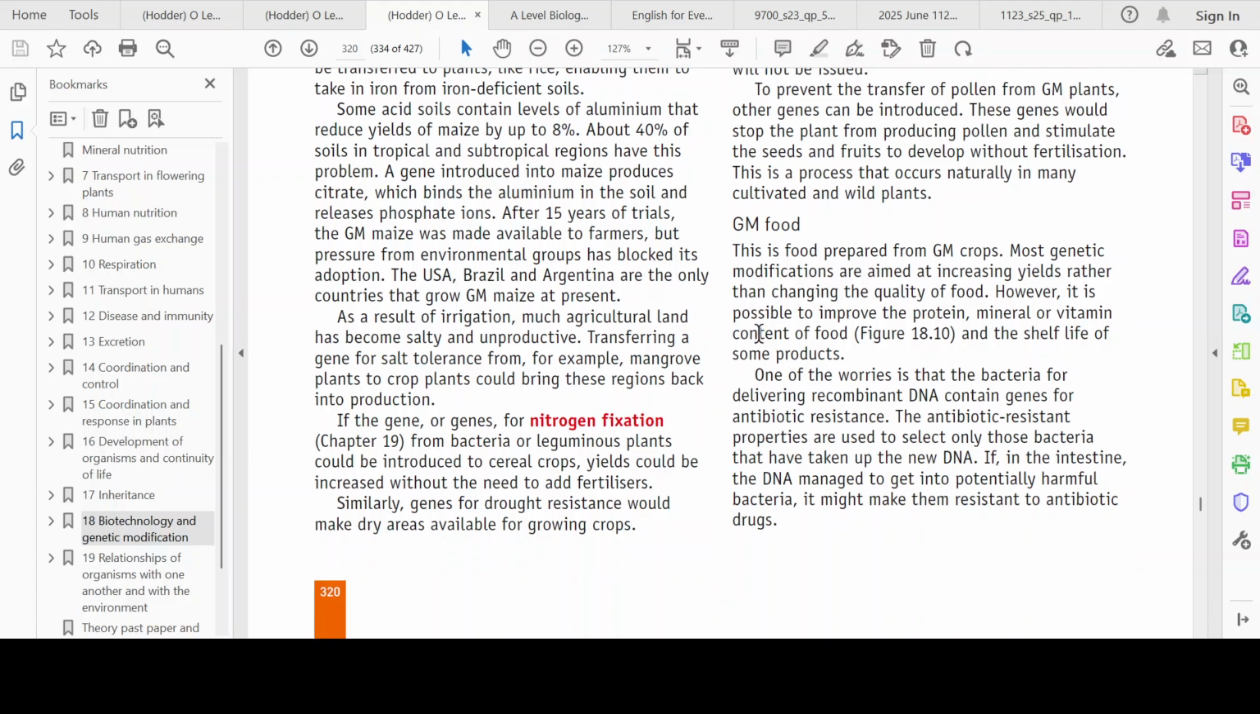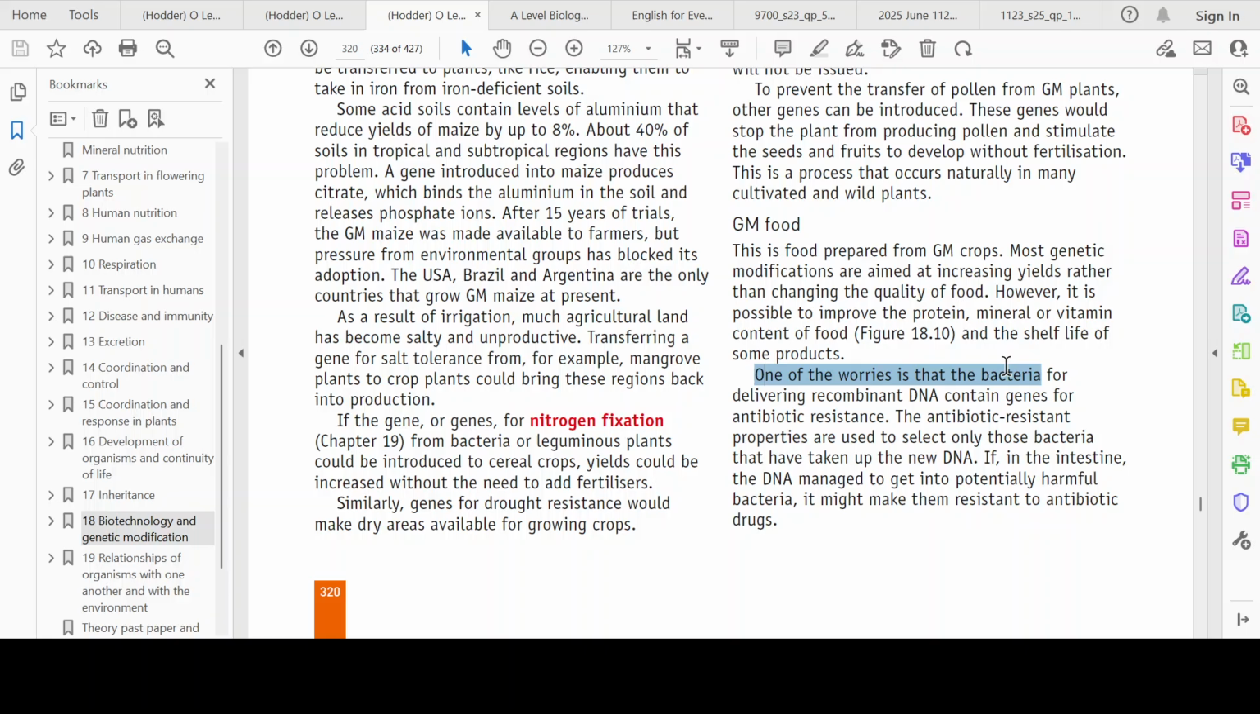And in the last part of the chapter, GM food. So again, golden rice is the rice that has the beta carotene gene for added vitamin A and all of that. So GM food is prepared from GM crops and they're aimed at increasing yields rather than changing the quality of the food. It is possible to improve the protein, mineral, or vitamin content of foods and the shelf life, so it doesn't spoil as quickly.